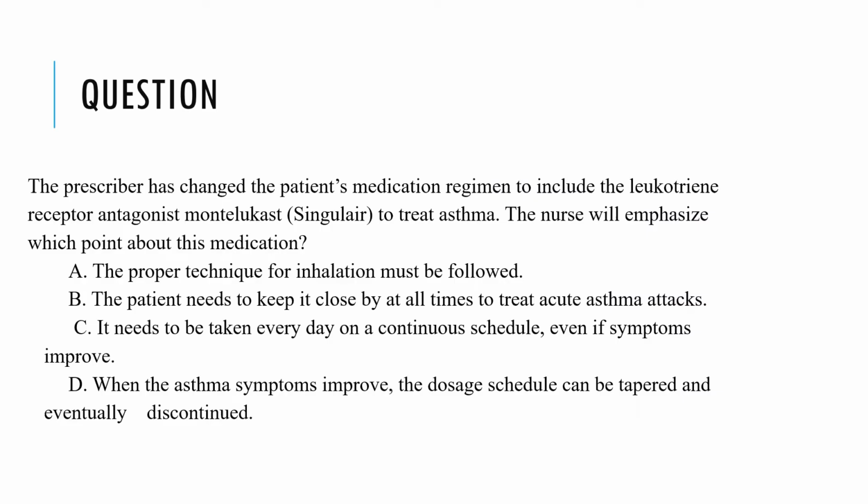So let's get this one. The prescriber has changed the patient's medication regimen to include the leukotriene receptor antagonist, montelukast, to treat asthma. The nurse will emphasize which point about this medication. A, the proper technique for inhalation must be followed. B, the patient needs to keep it close by at all times to treat acute asthma attacks. C, it needs to be taken every day on a continuous schedule, even if symptoms improve. D, when the asthma symptoms improve, the dosage schedule can be tapered and eventually discontinued.